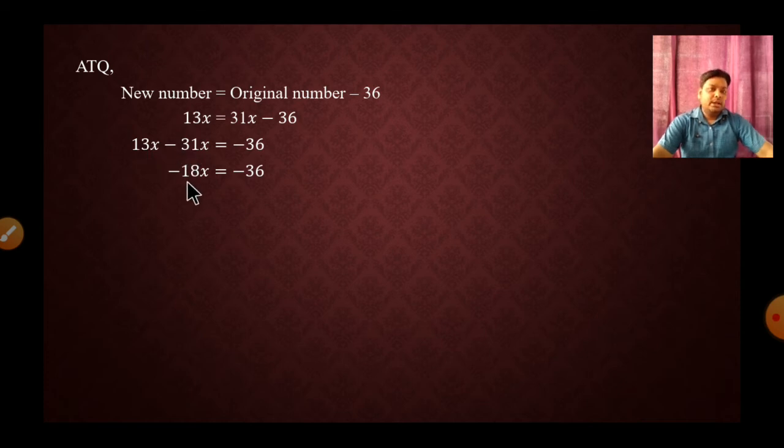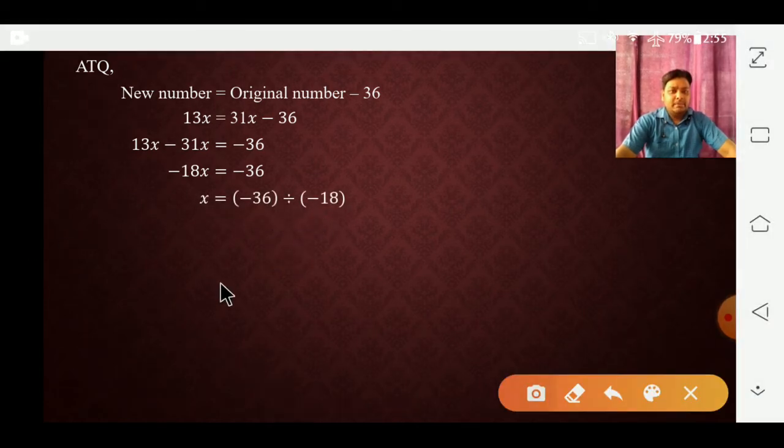Okay. Now here you can see minus 18x and minus 36. So in between minus 18 and x, there is a multiply sign. So it will divide after taking this across. So what will it be? Minus 36 by minus 18. If you divide it, then what will you get?